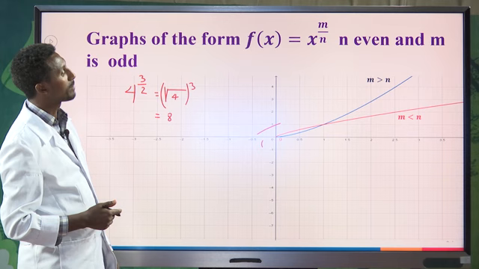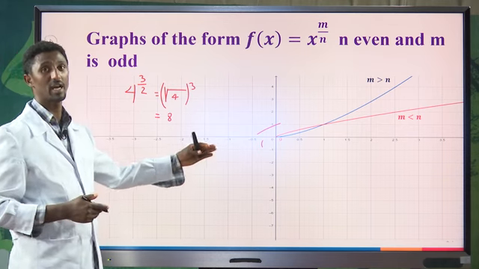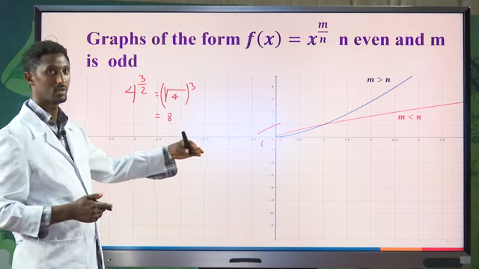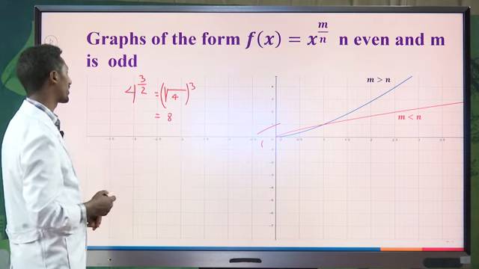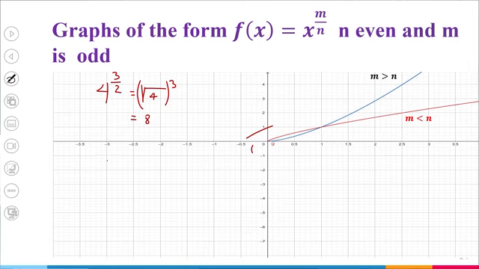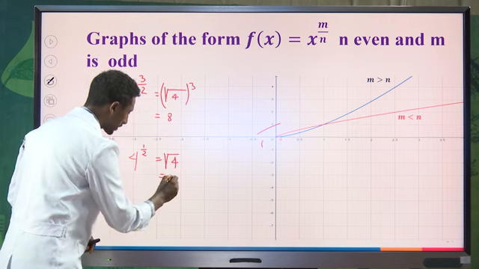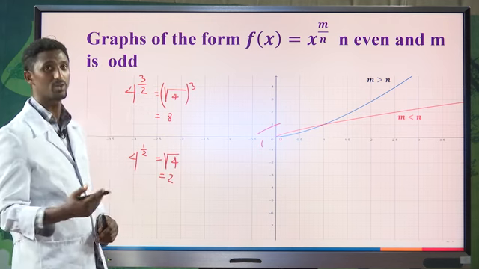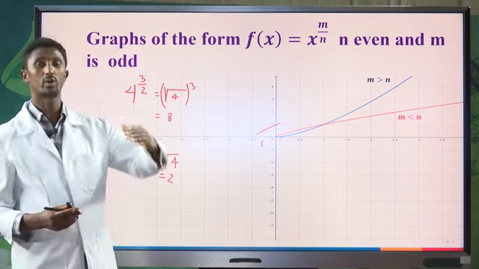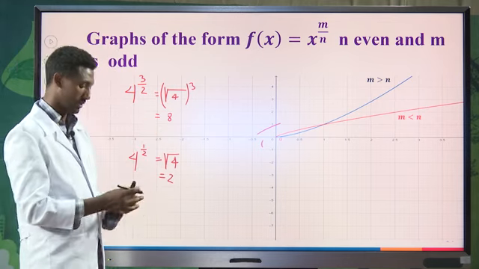And when m is less than n, the graph slightly bends downward. Look, we can rewrite like this. Even we can write it for the power of 1/2. No problem. What is the input value? It's 4. So what could be the output value? It is the square root of 4, which is 2. Now the output value is less than the input value, so it will bend downward.